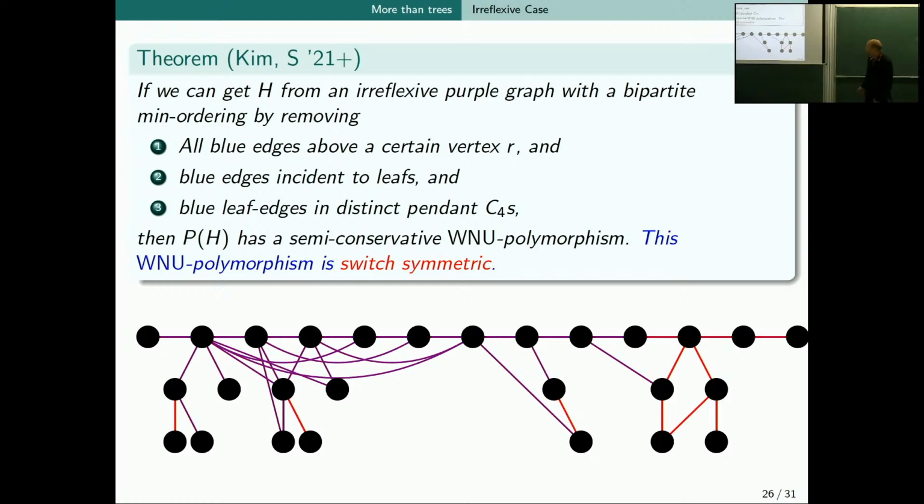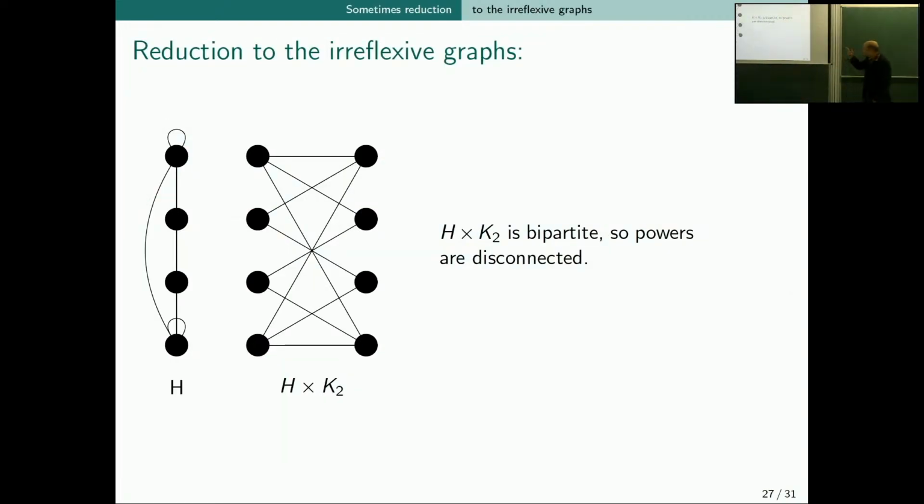And further, we find a WNU polymorphism. So we're defining it not on the tree, but on the switch graph of this tree. And we define it so that it commutes with this switch homomorphism again, which is unnecessary, but it's useful because, well, remember that Feder, Hell and Huang had this reduction to the bipartite case.